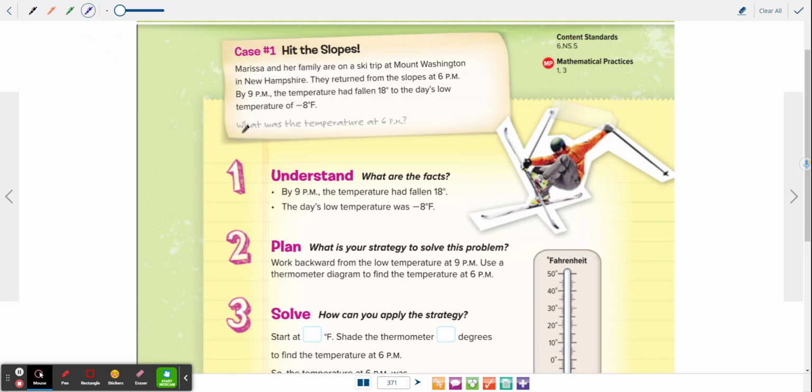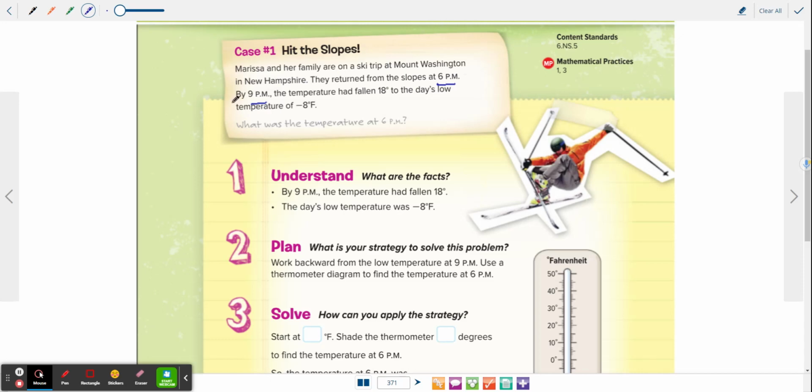All right. So, case 1 here. Hit the slopes. Marissa and her family are on a ski trip at Mount Washington in New Hampshire. They returned from the slopes at 6 p.m. By 9 p.m., the temperature had fallen 18 degrees to the day's low temperature of negative 8 degrees Fahrenheit, cold. They want to know what was the temperature at 6 p.m.